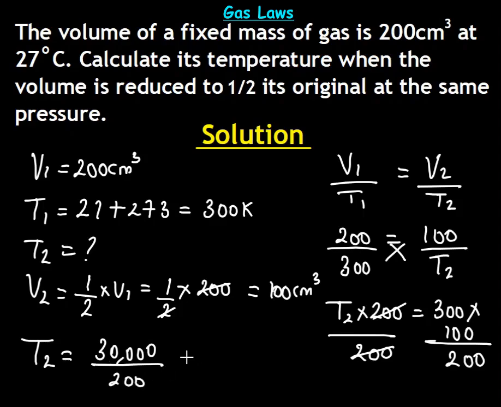This is then equal to, if you divide 30,000 by 200, you are going to have 150, and the unit is going to be in Kelvin. Why? Because I converted the first temperature to Kelvin. So this is the final answer.